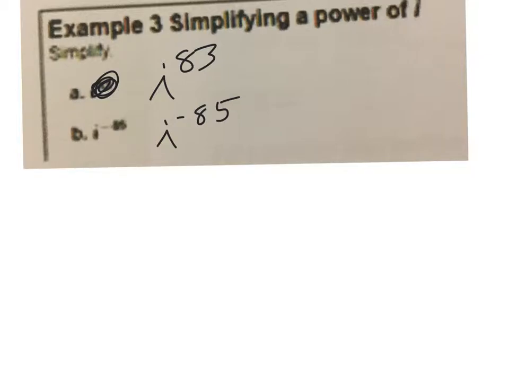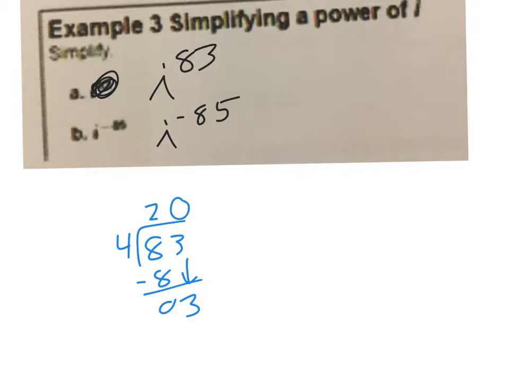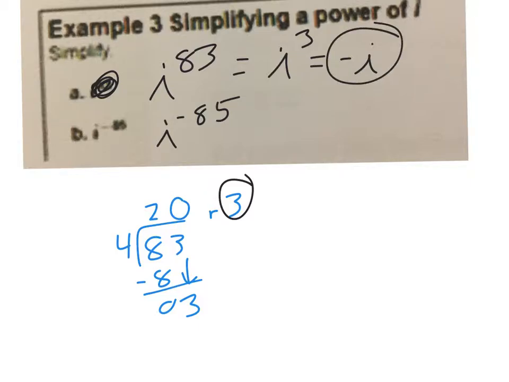Because I divided by 4. When you divided by 4, what did you get? You should get 20, with a remainder of 3. Whatever the remainder is, that's what it's equivalent to. So this is equivalent to i to the 3rd power, and i to the 3rd power is equal to negative i.